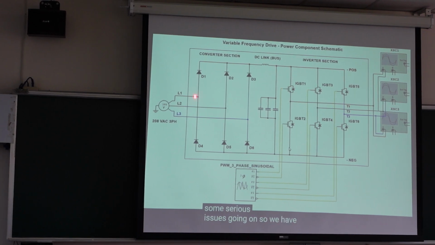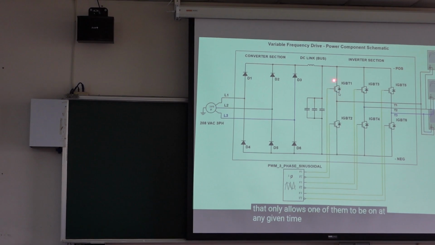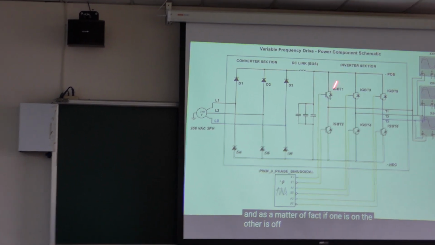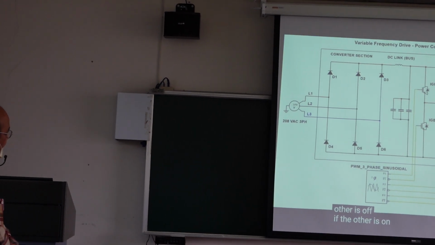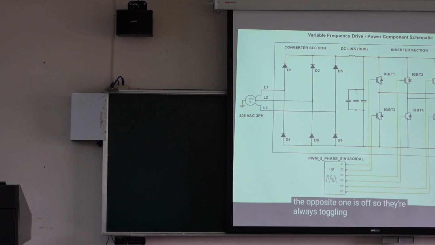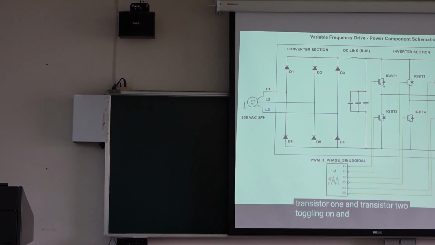So we have a controller circuit that only allows one of them to be on at any given time. As a matter of fact, if one is on, the other is off. If the other one is on, the first is off. So they're always toggling. Just think of transistor 1 and transistor 2 toggling on and off.